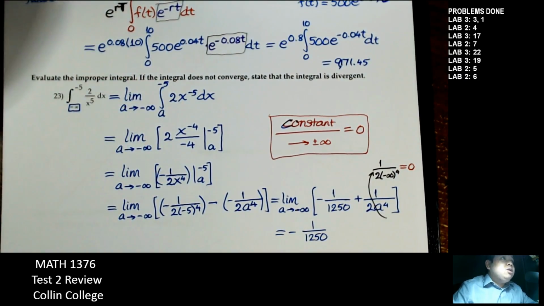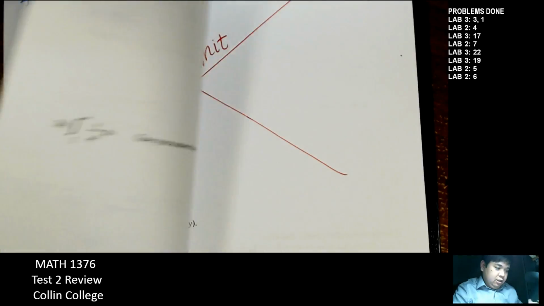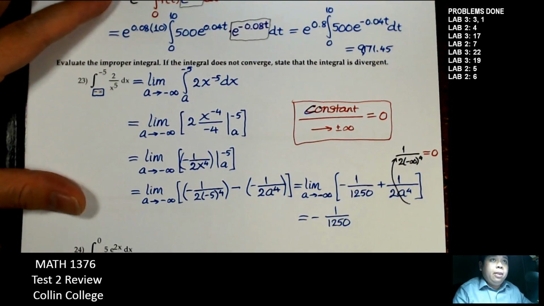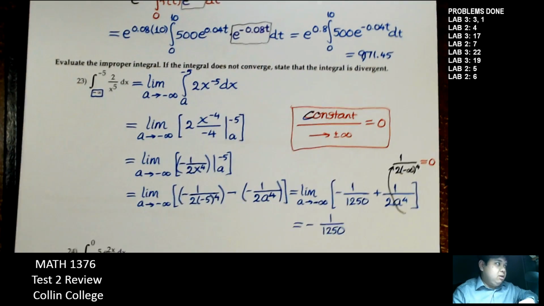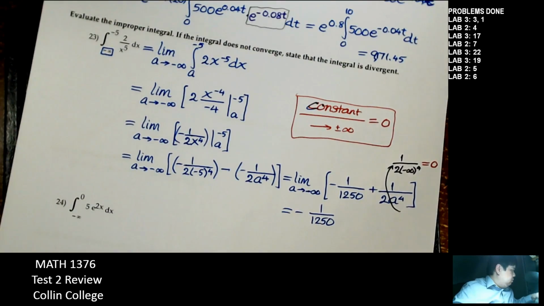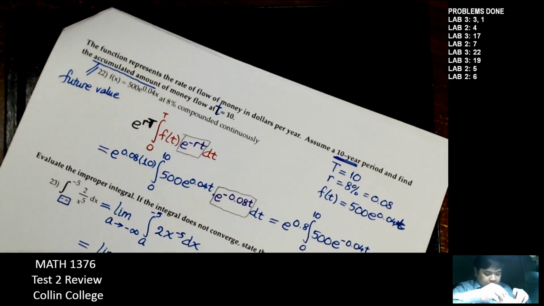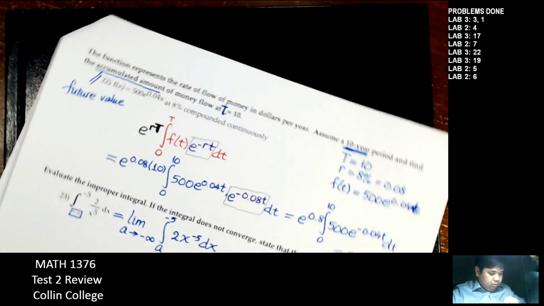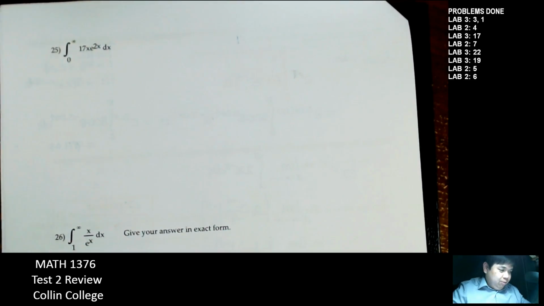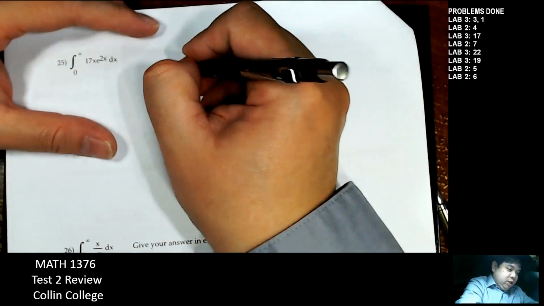Right. So that is 23. So constant divided by infinity is 0. 26. I'll do 25 in 2 seconds.